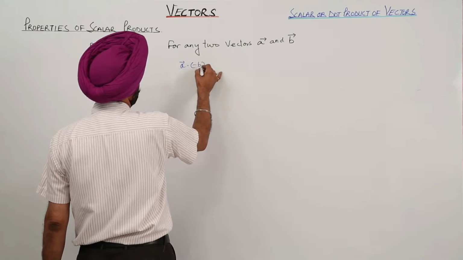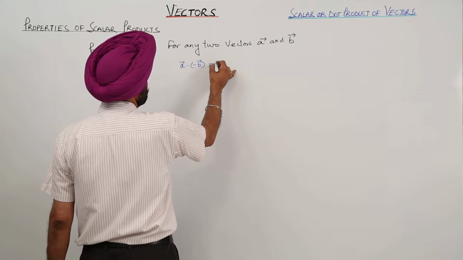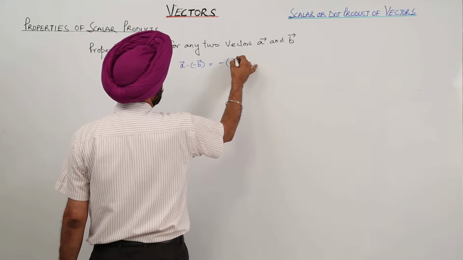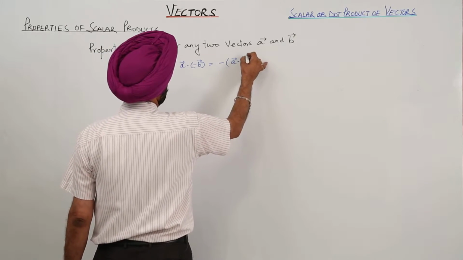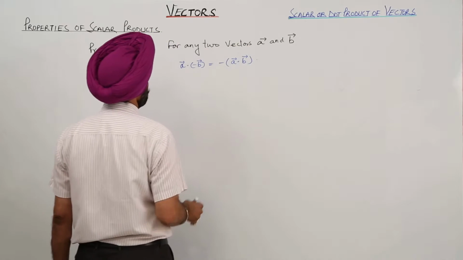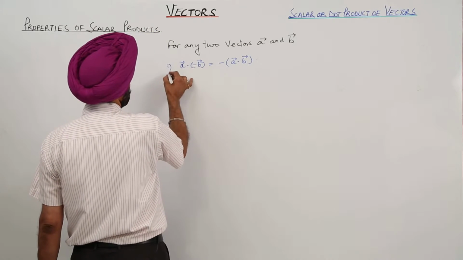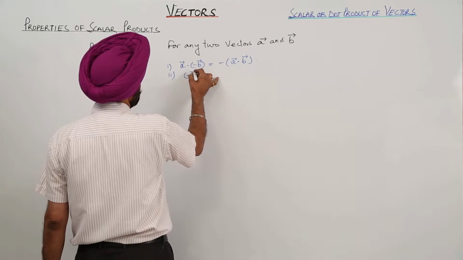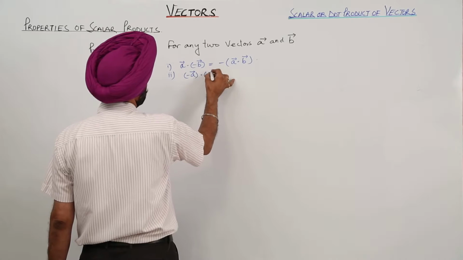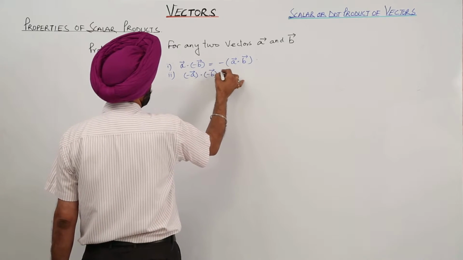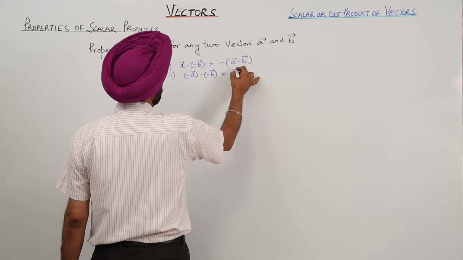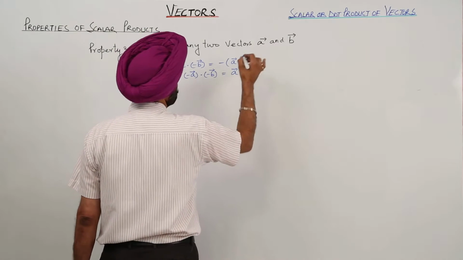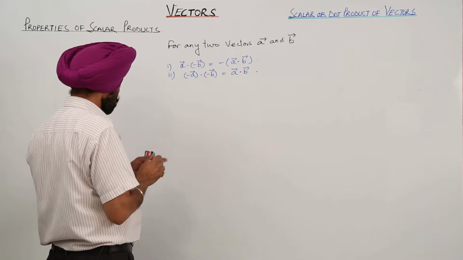dot negative of vector B, this can be written as negative of vector A dot vector B. And second part is negative of vector A dot negative of vector B. This will become vector A dot vector B, positive.